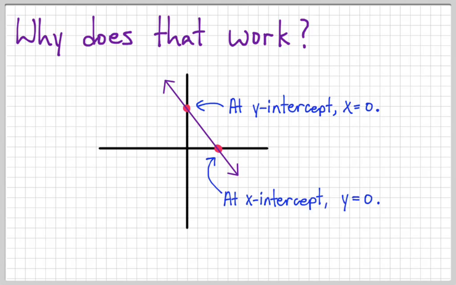So whichever intercept you want to find, you plug in 0 for the opposite variable. If I want to find the y-intercept, I plug in 0 for x. If I want to find the x-intercept, I plug in 0 for y.